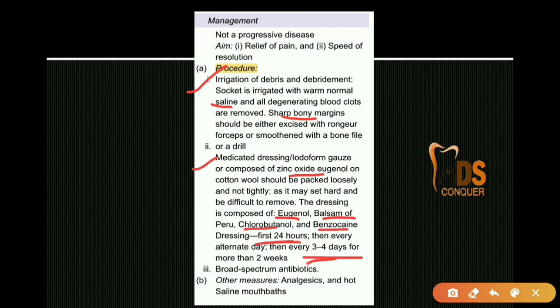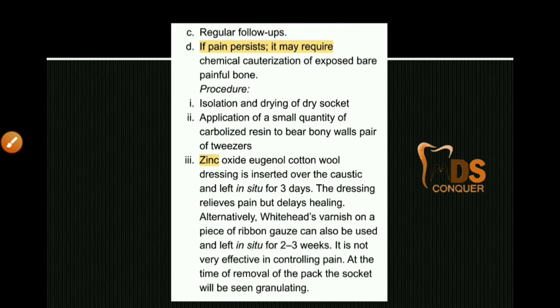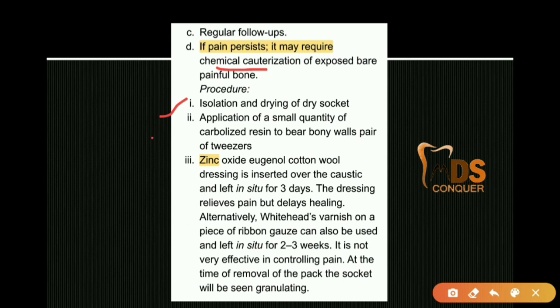And we can use broad spectrum antibiotics also. Other measures include analgesics and hot saline mouthwashes. If the pain persists, the bone may require chemical cauterization. This procedure is first to isolate and dry the dry socket, then apply a small quantity of carbolized resin, and a zinc oxide eugenol dressing should be inserted and left inside for about 3 days. The dressing relieves the pain, but it will delay the wound healing.